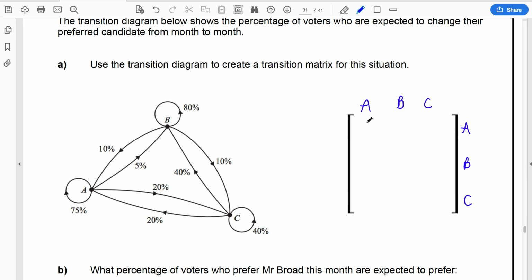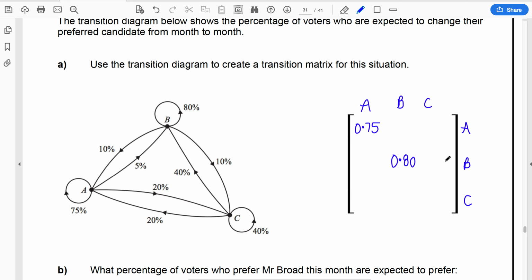So if we have a look here, A to A is 0.75. So 75% of the ones that prefer Miss Abood want to stay voting for her. Then we've got 80% for Mr. Broad are going to stay voting for him.